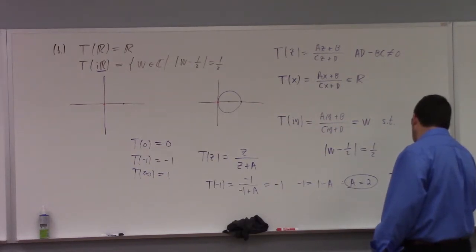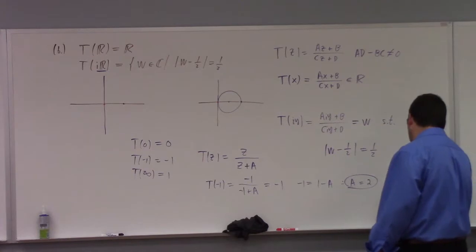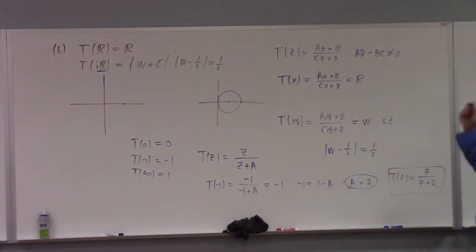Now that is not the answer in the back of the book, you say. And the question is, is that a legitimate answer? I mean, you've mapped 0 to 0. You've mapped minus 1 to minus 1. You've mapped infinity to 1. So I tried, I plugged in like 1/2 plus 1/2.